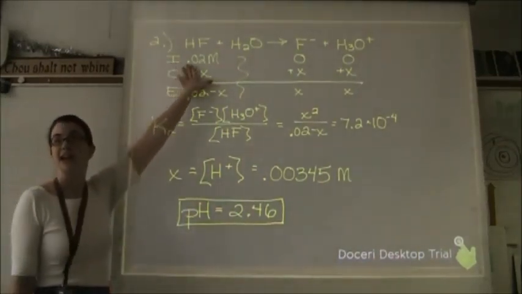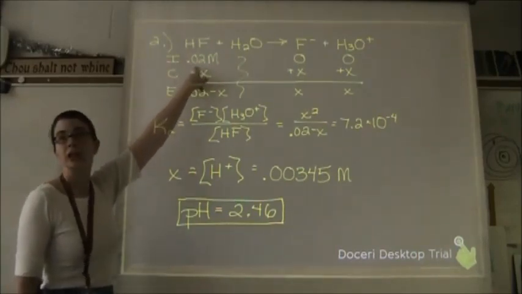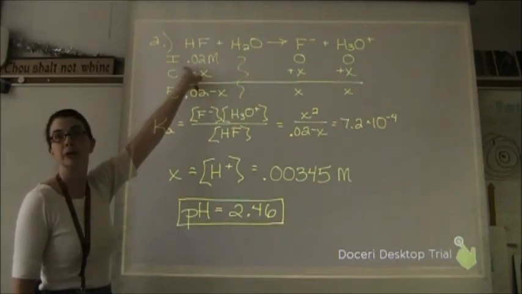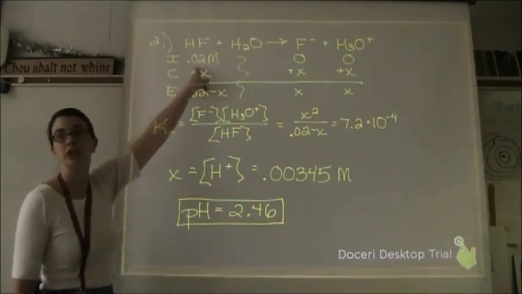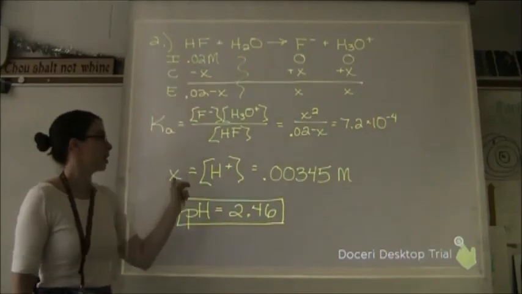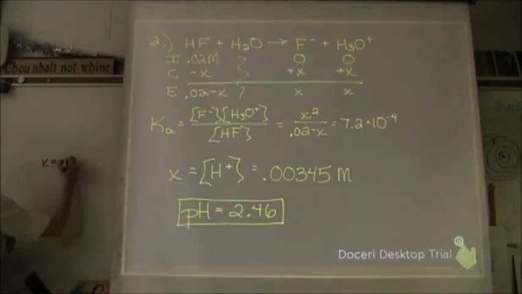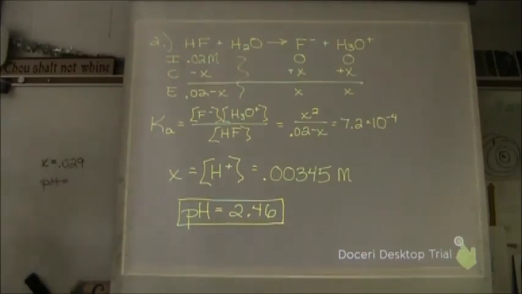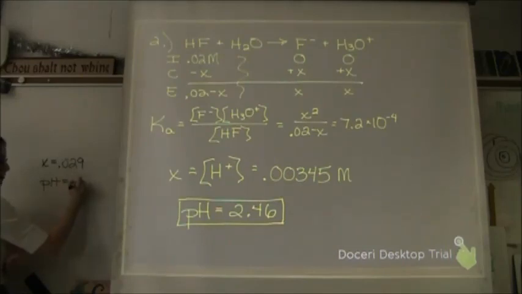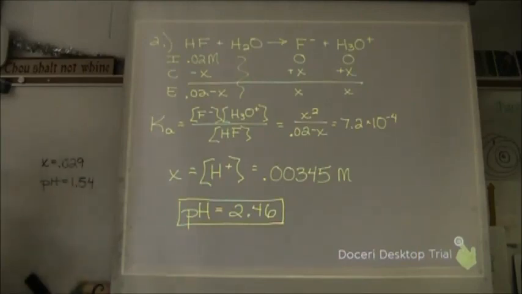Let's make this really fast. Go in your calculators. All you have to do is change one number. Change this number to 1.2. Tell me what X comes out to be. Point what? 0.029. Okay. So what's the new pH? 1.54. Yes. Okay.